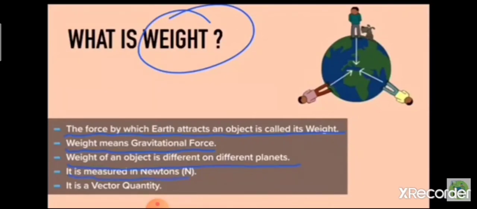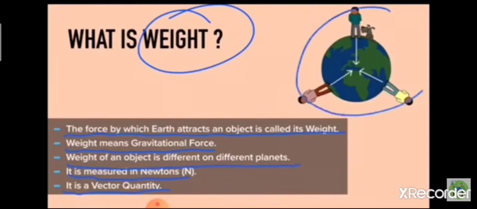So from these points, it is clear that weight is a gravitational force. Here you can see in the picture at the top, the man is attracted towards the earth. So it means that weight has gravitational force, and it is because of the gravitational force we are attracted towards the earth.